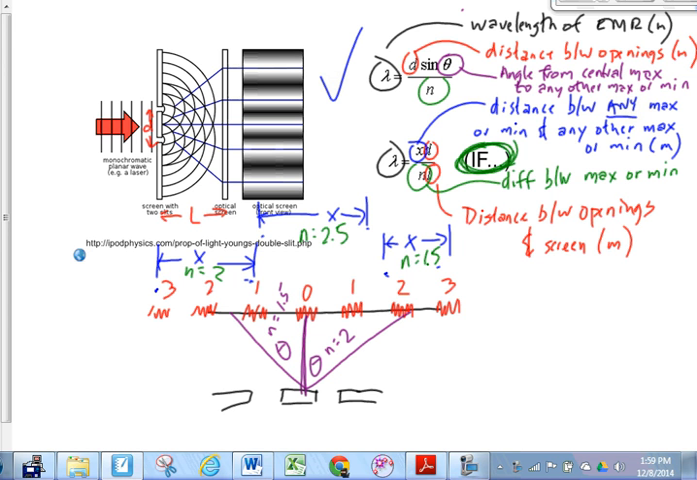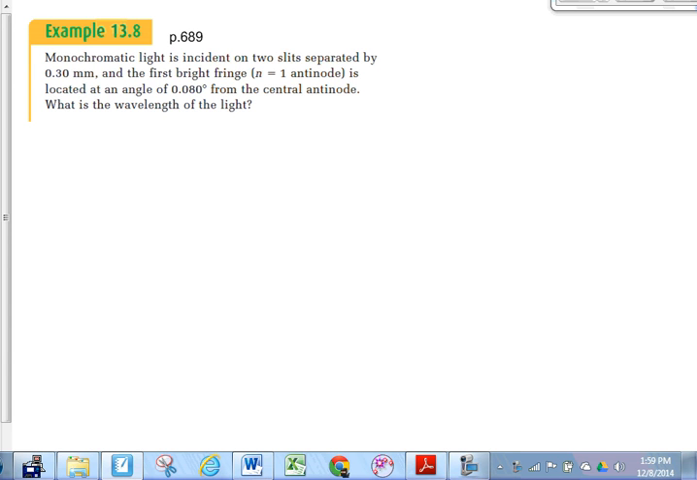Okay, let's do an example here. 13.8 on page 689. There's monochromatic light. Mono means one. Chromatic means color. One color of light. We don't know how to deal with more than one color yet. So it's good that we only have one color. If we had 3 or 4 colors, we could deal with it tomorrow, but right now we can't.